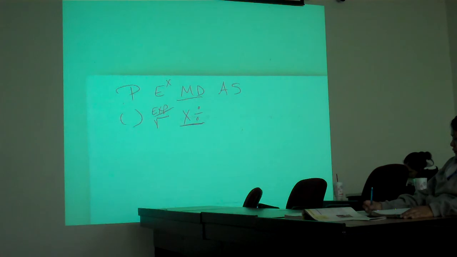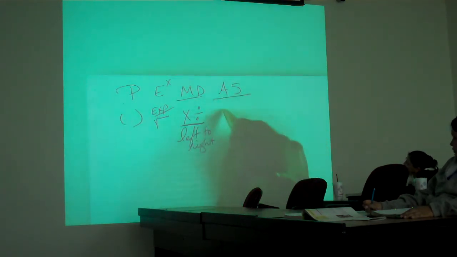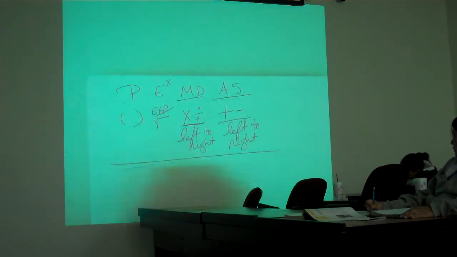This is from left to right, right? Don't do all the multiply and then divide. Do this from left to right. And again, add and subtract from left to right. And you're going to have to use some of this in this 1.9.